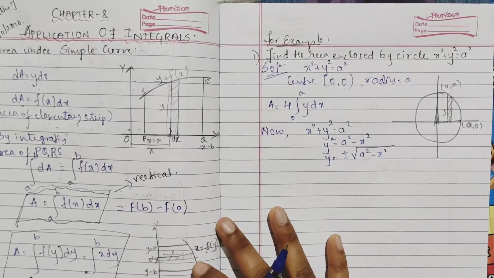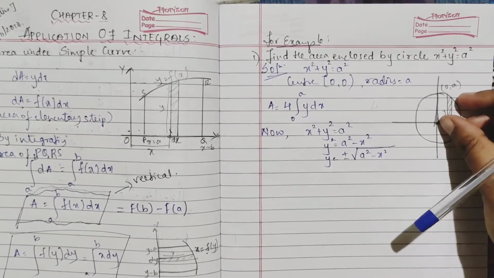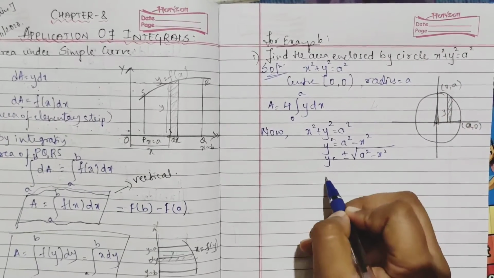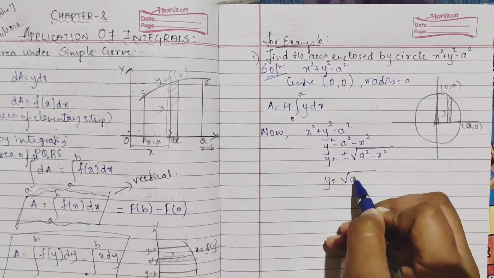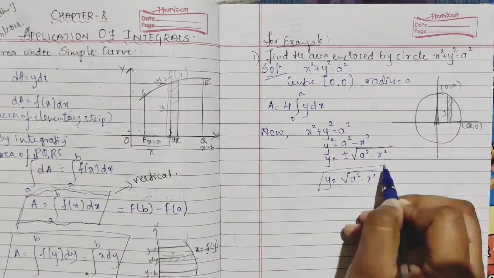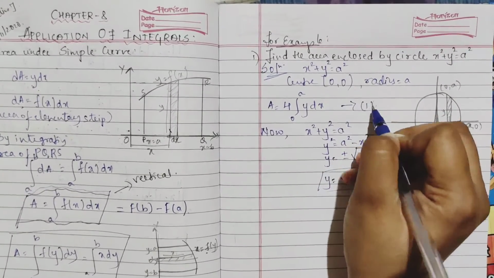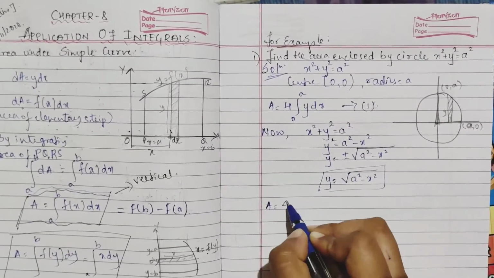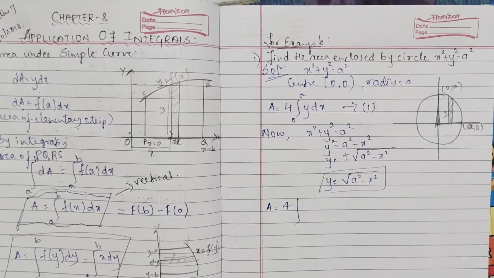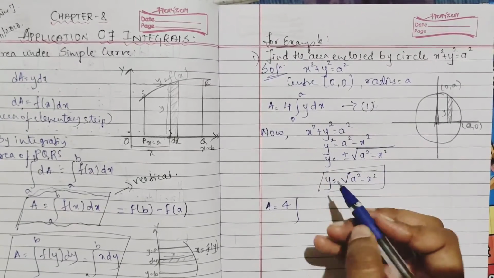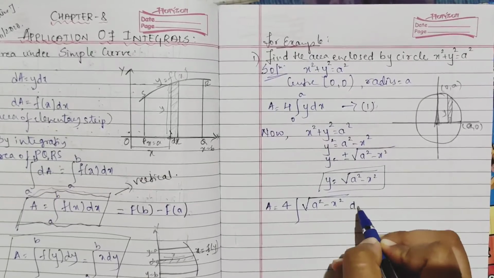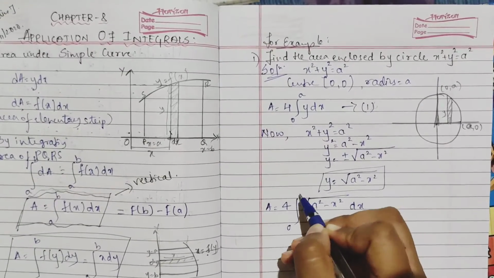But as you can see, the region in which we are considering y is positive. So our y will be root of a square minus x square, right? So this is going to be substituted in your 1. So a is equal to 4 times the integration of root of a square minus x square dx from 0 to a.